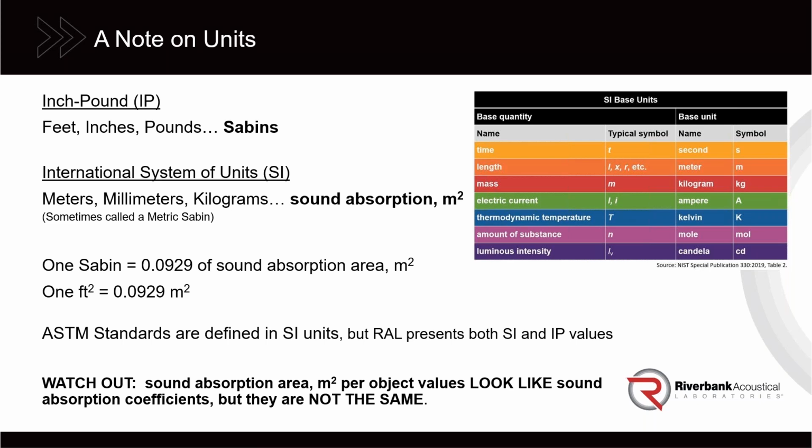Those of us in the United States are very familiar with the inch-pound system of units, and the architecture industry still very heavily relies on the inch-pound system, so feet, inches, and the unit of sound absorption in that system of units is the Sabin. So when we go over the concepts here, I'm going to use the term Sabin because it'll be less confusing for you, especially when we start talking about Sabins per square foot, which is a lot less confusing than meter squared per meter squared. But just know that once we get into the ASTM standards and how they're defined, we're going to switch over into the SI system of units.